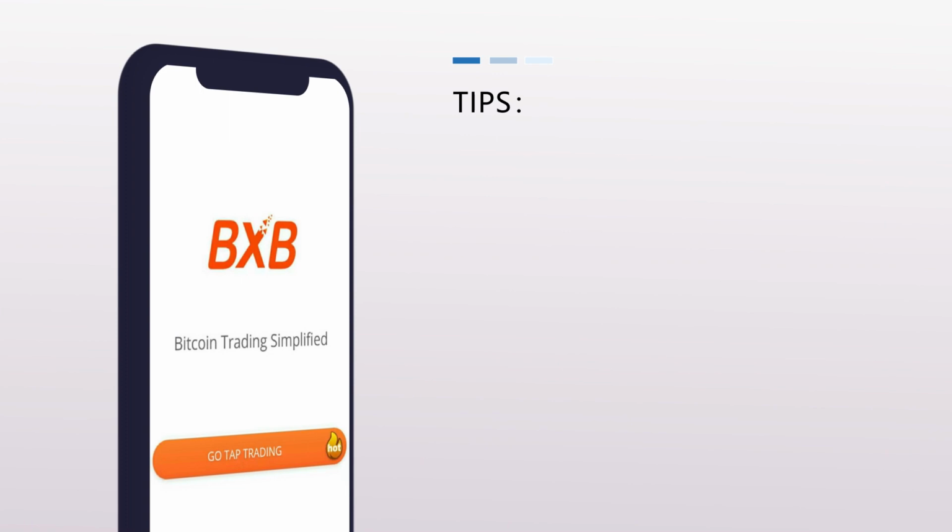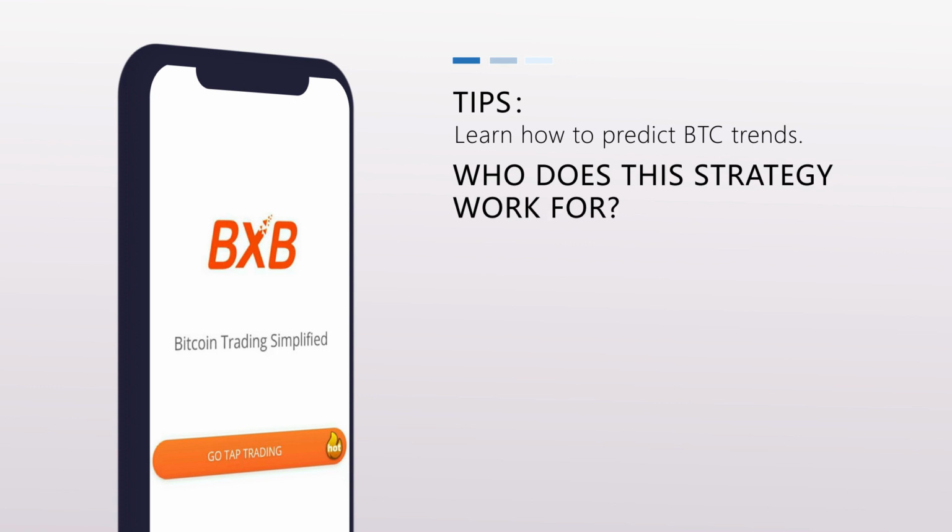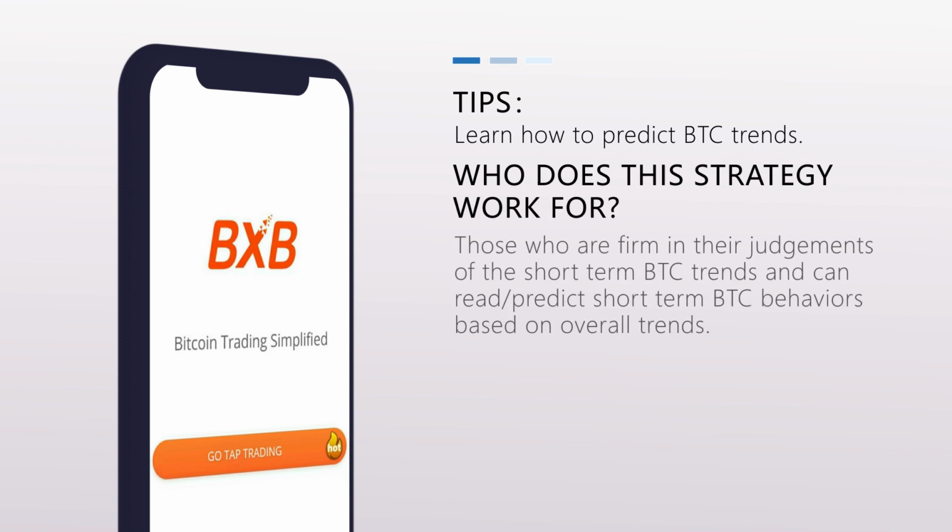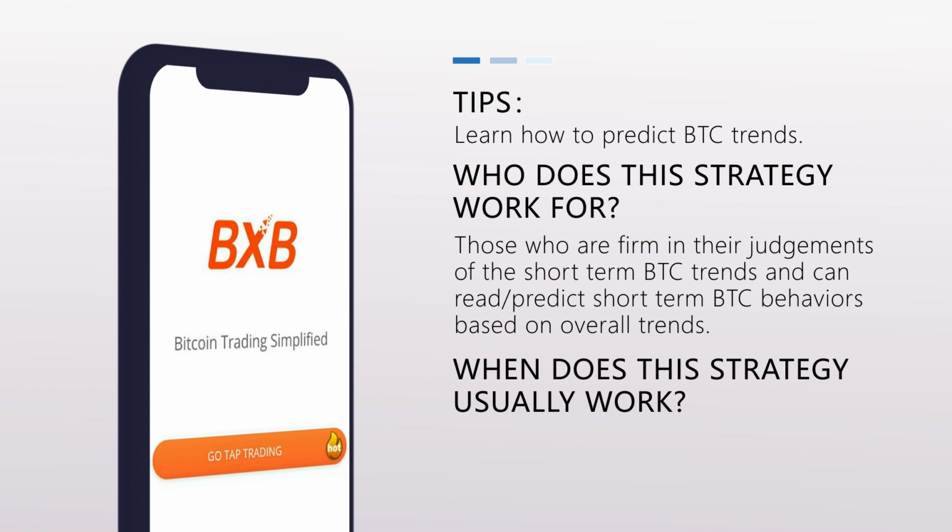Tips. Learn how to predict BTC trends. Who does this strategy work for? Those who are firm in their judgments of the short-term BTC trends can read or predict short-term BTC behaviors based on overall trends. When does this strategy usually work? When the price of Bitcoin is fluctuating a lot.